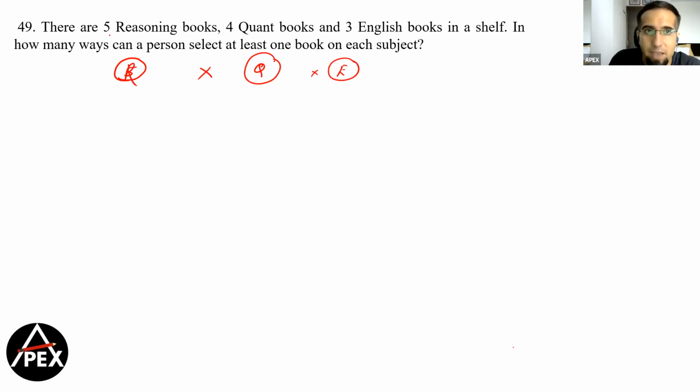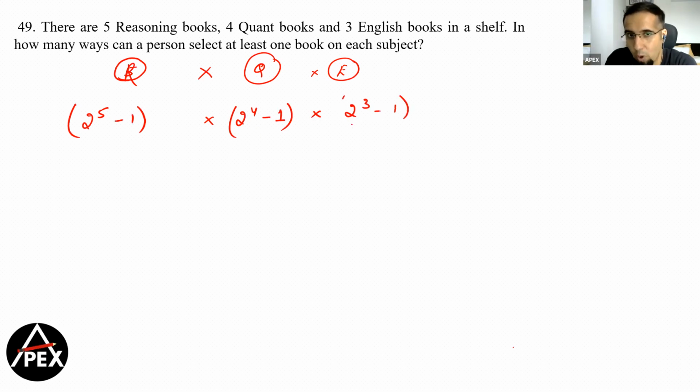Clear? So if I have 5 reasoning books, 2 to the power 5 will involve, what will it involve, guys? The total number of ways of selecting any number of reasoning books. I don't want any number of reasoning books. I want at least one reasoning book. So can I say 2 to the power 5 minus 1? Now, 2 to the power 4 will be the number of ways of picking up any number of quant books. I don't want to select any number. I want to select at least one. That's 2 to the power 4 minus 1. And this becomes 2 cube minus 1. So this becomes our answer, guys: 2 to the power 5 minus 1, into 2 to the power 4 minus 1, into 2 cube minus 1.